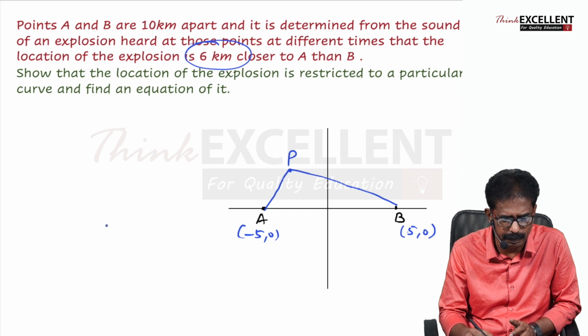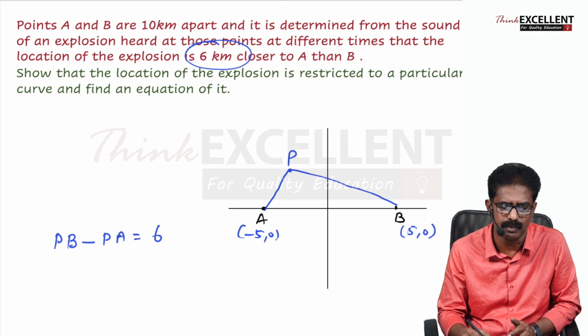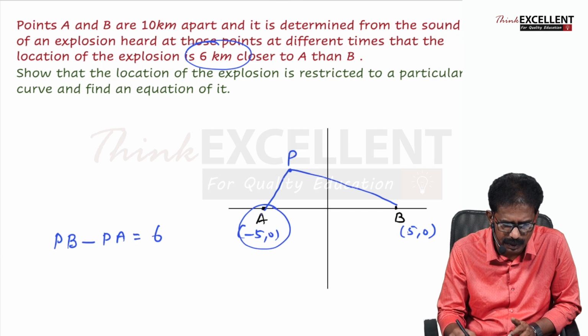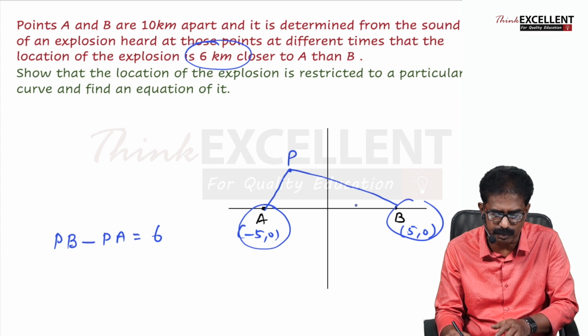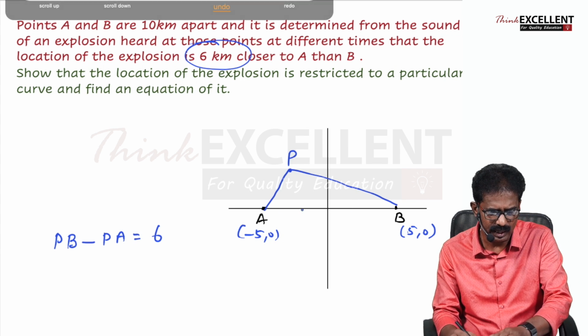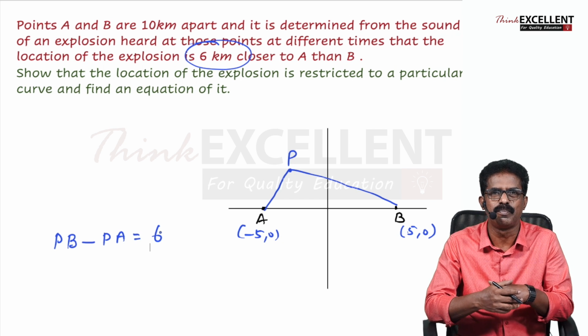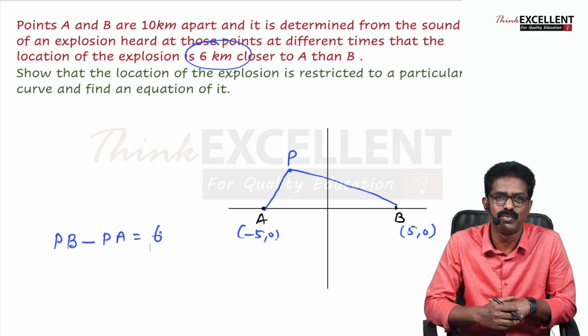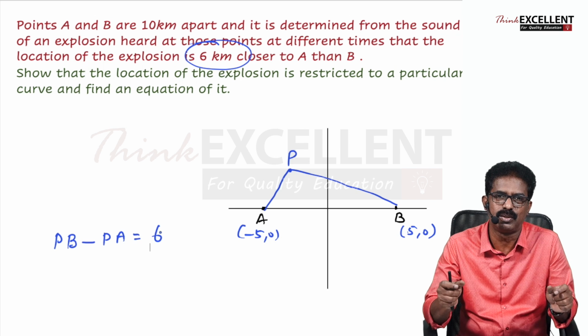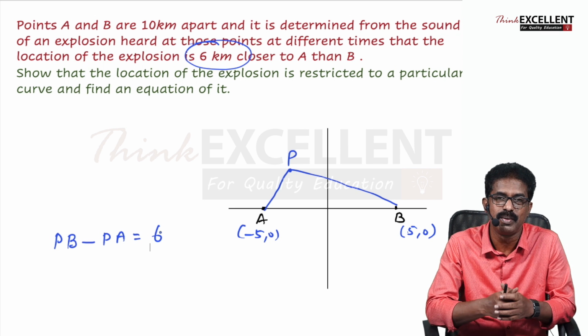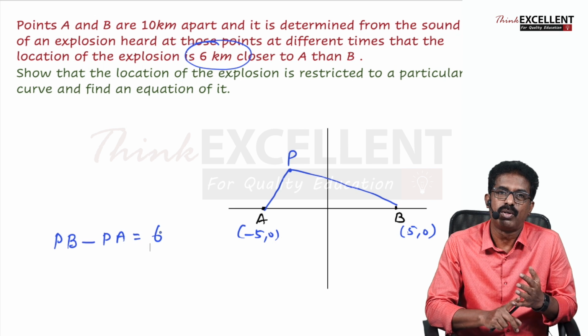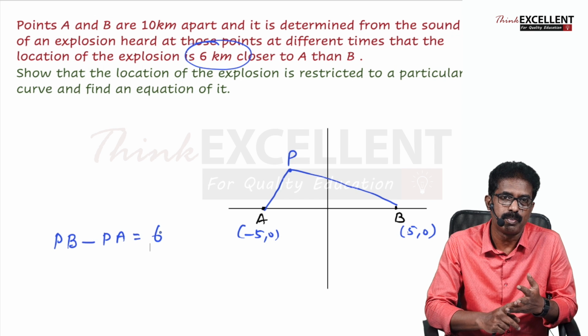So here PB is greater, right? PB minus PA equal to 6 kilometers. So these two are fixed points, and here the difference is a constant. You studied some property, no? Focal property. What is focus? Fixed points, two fixed points. For ellipse we have a focal property, and for hyperbola we have a focal property.